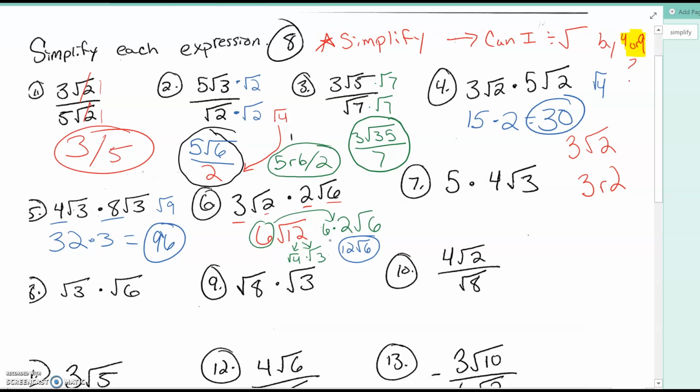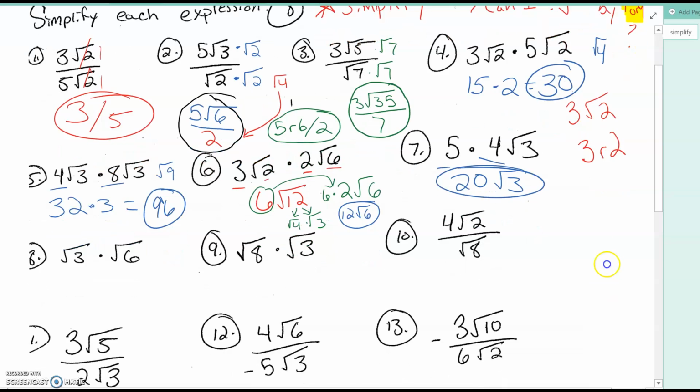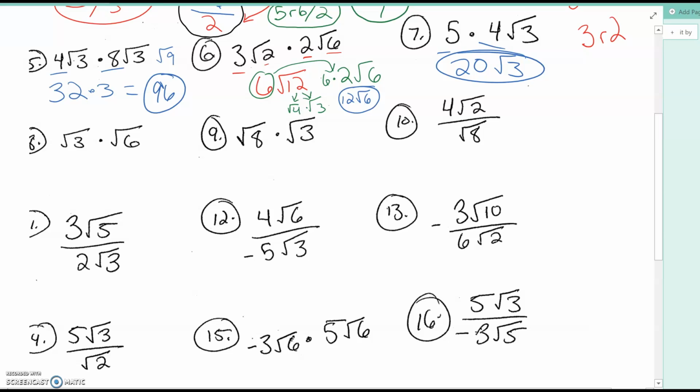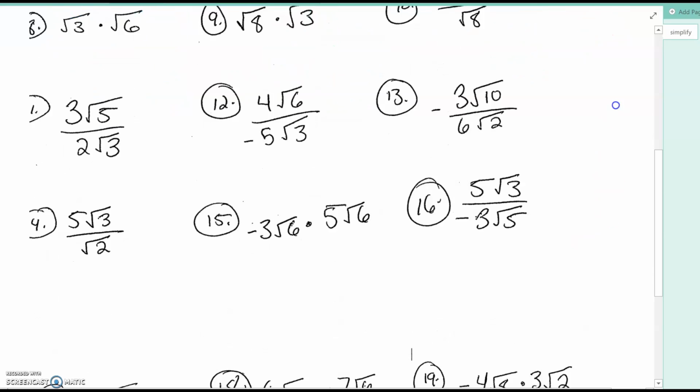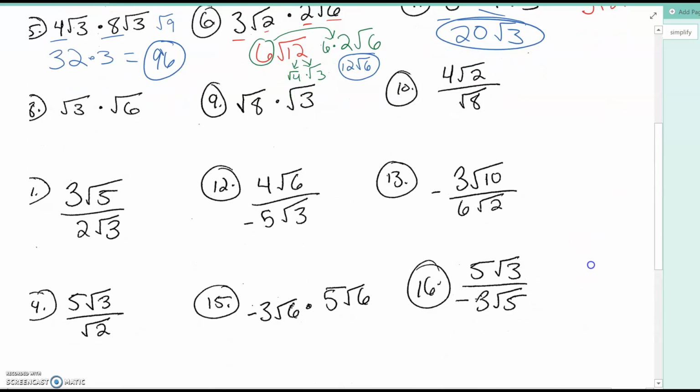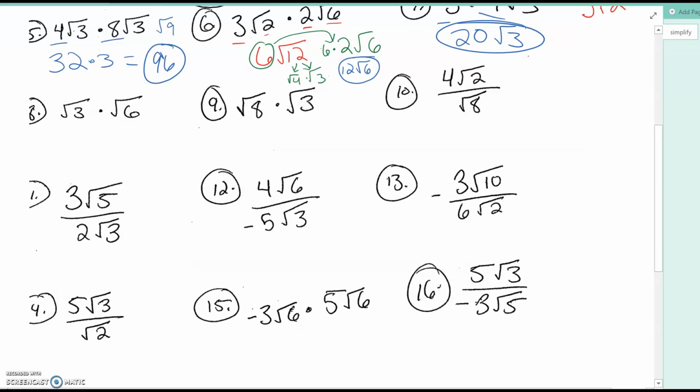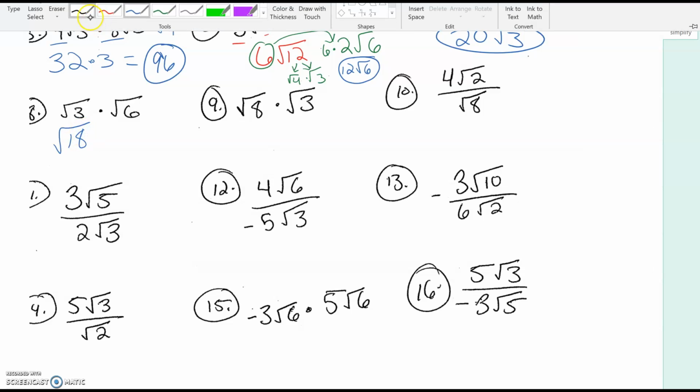All right, number 7. 5 times 4 is 20, just square root of 3. Just gonna cruise right along through these. Number 8, inside, 3 times 6 is 18, but I can simplify that.